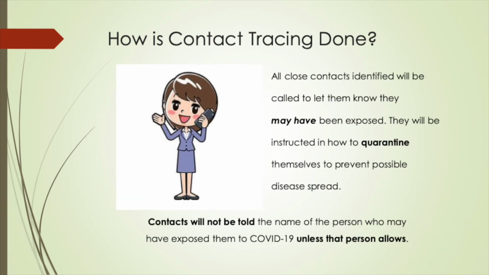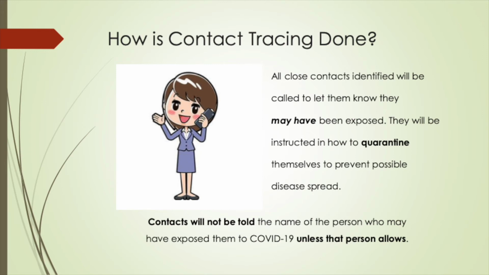Close contacts who are identified by the person with the disease are then called to let them know they may have been exposed. Depending on the disease, how easily it is to get exposed changes. With COVID right now, it's if you've been within 6 feet of someone, unprotected, no mask on the patient, no mask on yourself, for 10 to 15 minutes, there's a possibility you may have been exposed to that disease. The people who may have been exposed will be instructed in how to quarantine themselves to prevent possible disease spread.